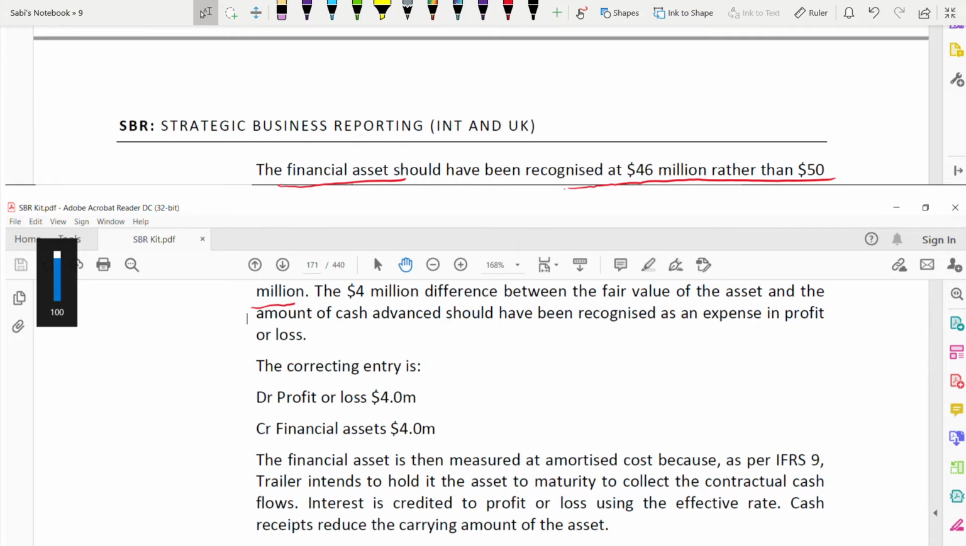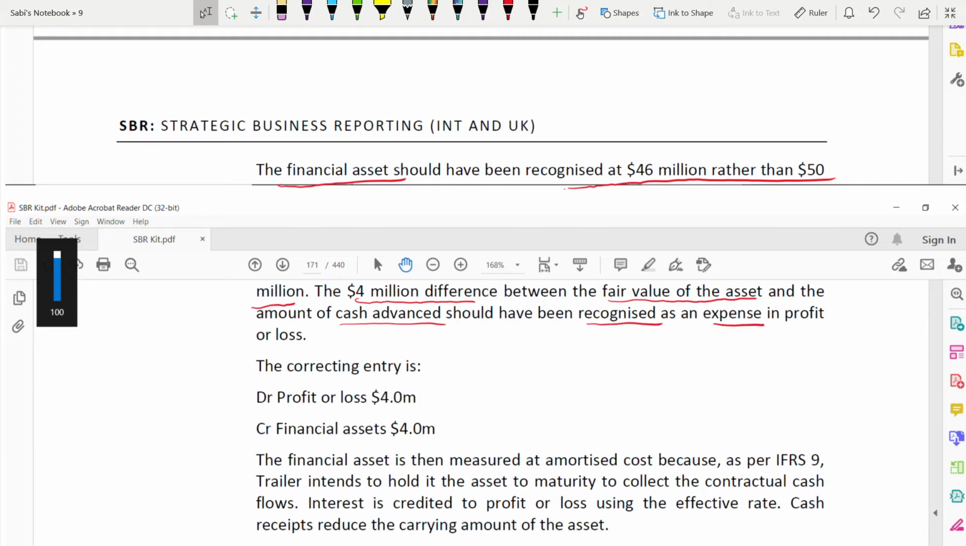So the 4 million difference between the fair value of the asset and the amount of the cash advance. What is it? It is the difference of the fair value of the asset, that is 46 million, versus the cash amount advanced. How much was the cash advance? 50 million. It should have been recognized as an expense in the profit. So it should be recognized as what? That difference. You should always write it should be recognized as this, it should be treated like that. SBR is all about this only. So the difference should be recognized as an expense.